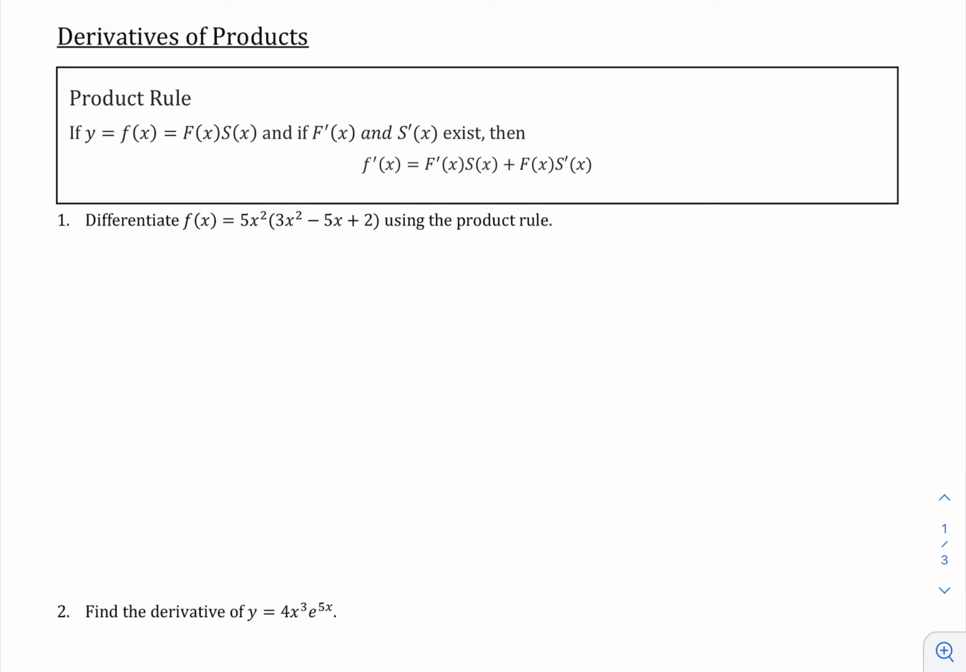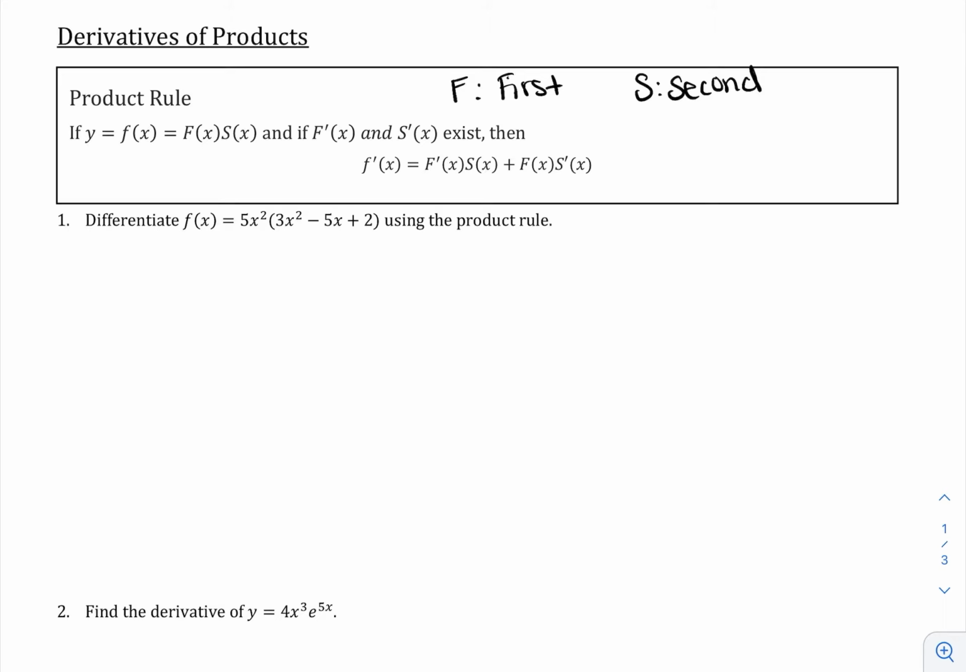You have f of x is equal to the product of two functions, and then your derivative is going to be, now the reason they're using uppercase F and uppercase S is because uppercase F they're denoting as the first function in the product, and S they're denoting as the second function. So the derivative will be the derivative of the first times the original second plus the original first times the derivative of the second. So let's take a look.